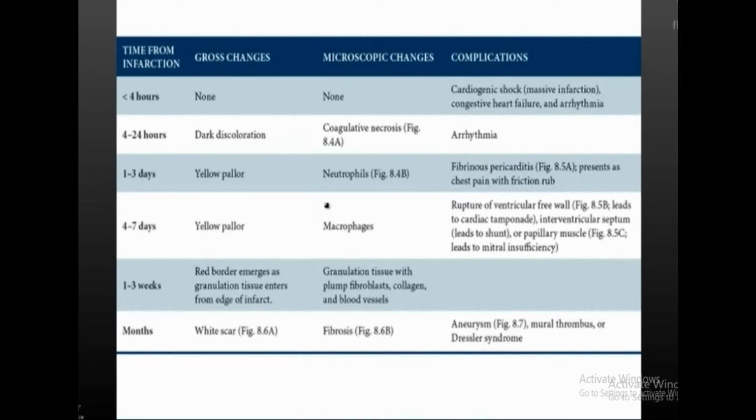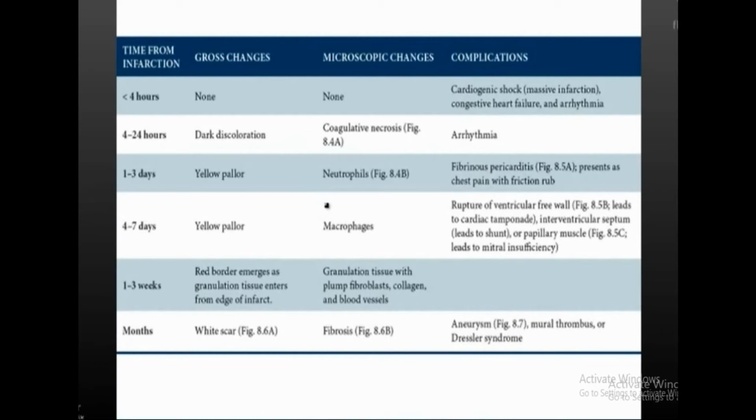The complication is aneurysm. I already said the scar is not as strong or firm as myocardium, so a dilation of the ventricular wall may happen. That is known as aneurysm dilatation.